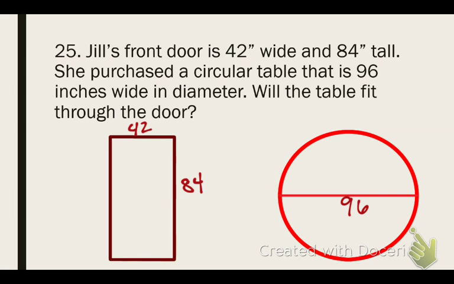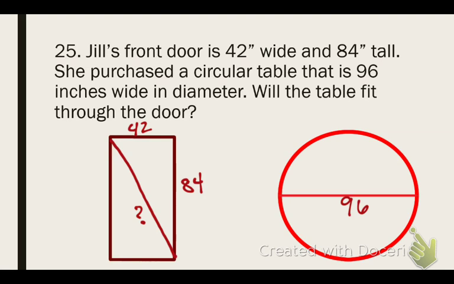So right off the bat, people are like, no. What does this have to do with the Pythagorean theorem? So think about this. Obviously, it's not going to fit horizontally because it's 42 inches. It's obviously not going to fit vertically. What is another way to get something through a door? Diagonally. So here's what we need to find out: is this diagonal, the distance from here to here, going to be wide enough to fit a 96-inch table? How do we figure out the length of the diagonal?